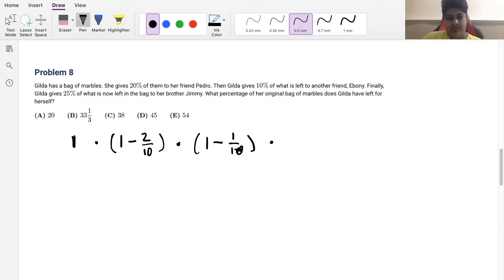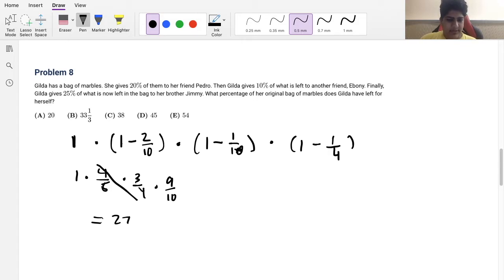We have 1 minus, in this case, 25% is 1/4, and now we can just multiply this all out and convert it to percentage. This is equal to 1 times 4/5 times 3/4 times 9 over 10. And now you can see that these 2 4s cancel, and we get a total of 27 over 50.